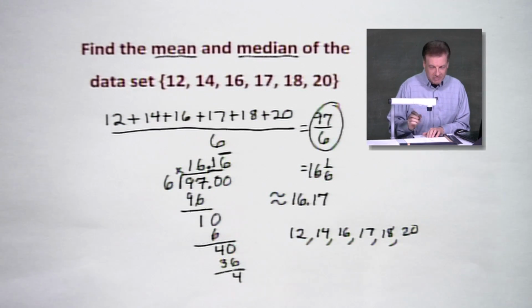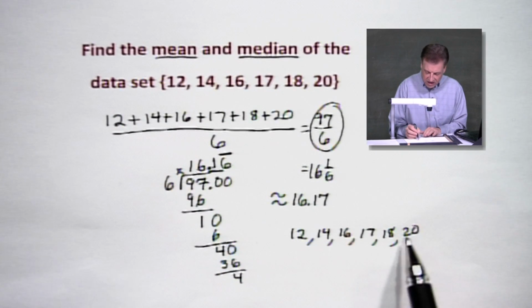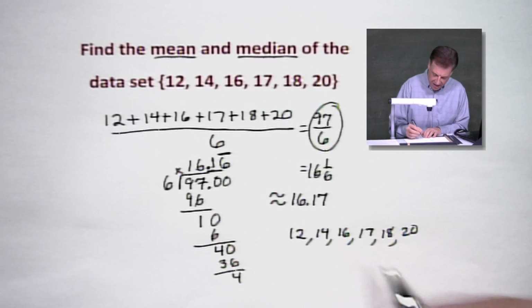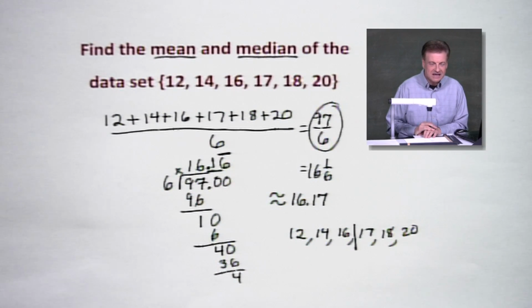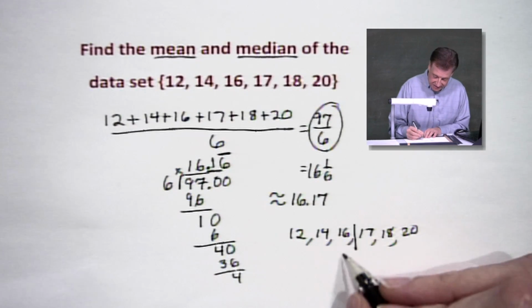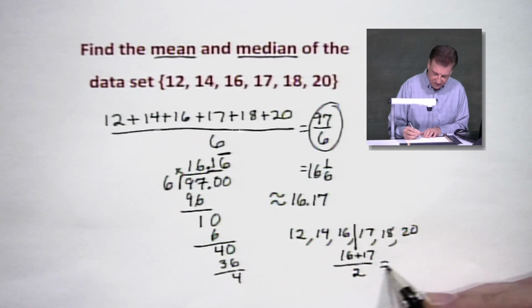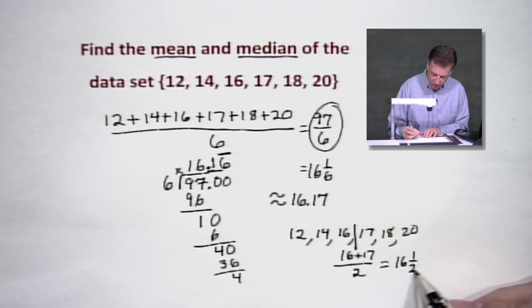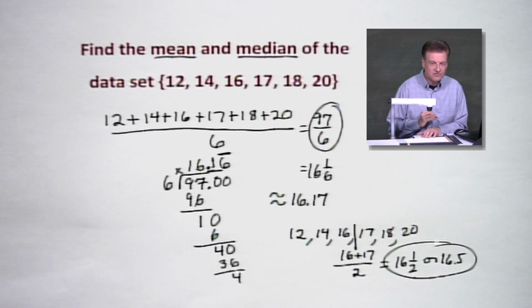Now, the middle, where is the middle? Well, these are in order. First of all, you have to make sure they're in order. These were nice that were put in order for us to begin with. But the middle is somewhere between 16 and 17. It's actually 16 plus 17, and we'll divide that by 2. And you know what that gives us? That gives us 16 and 1/2, or 16 and 5/10. So there's your final solution for the median.